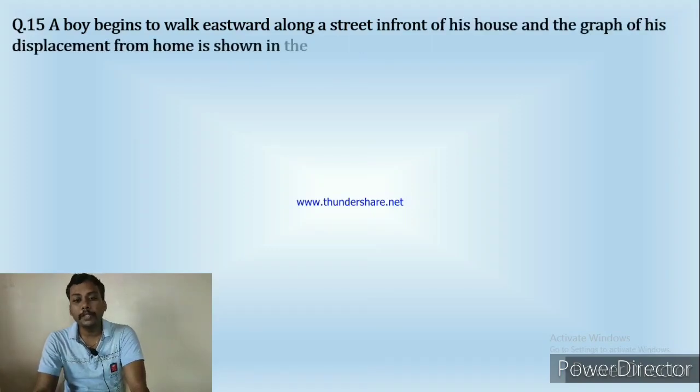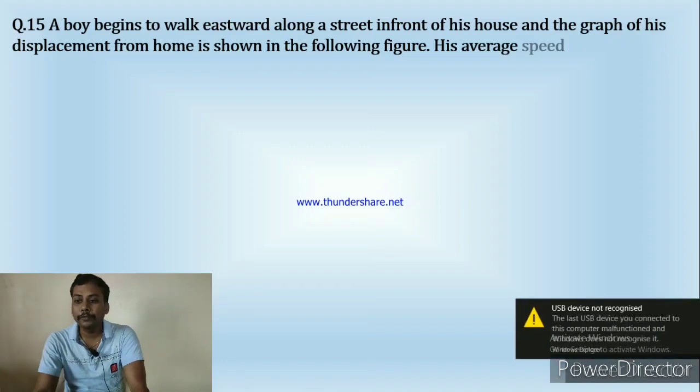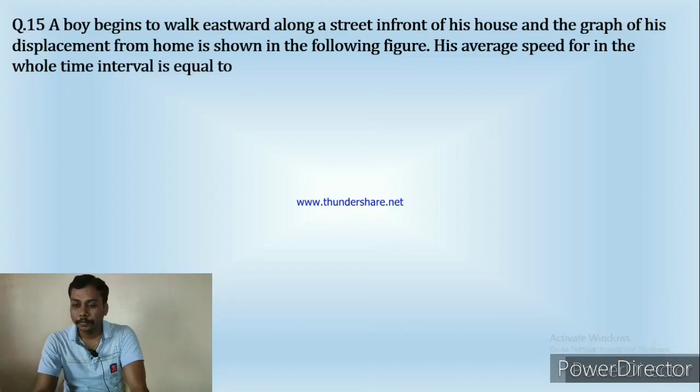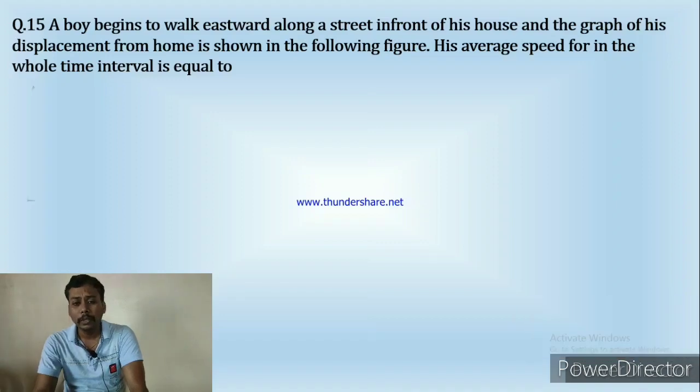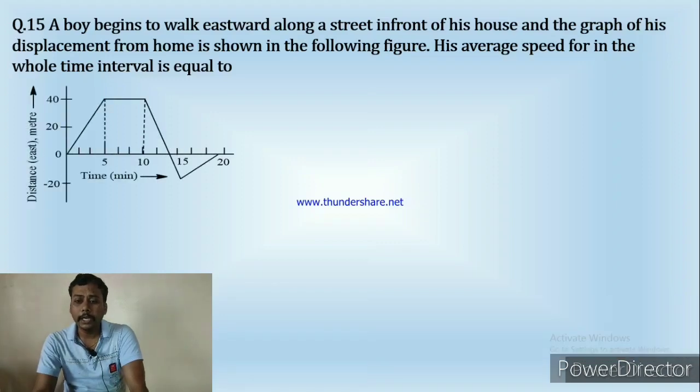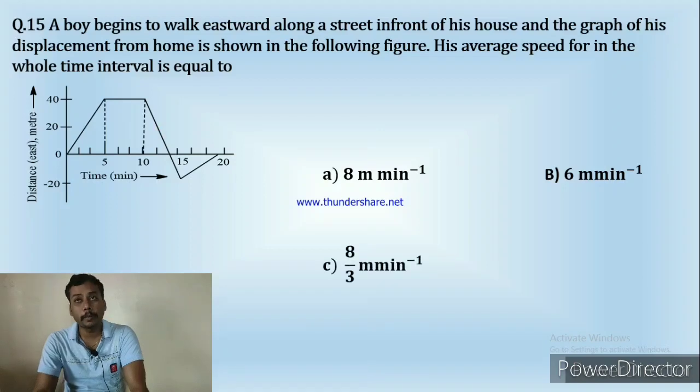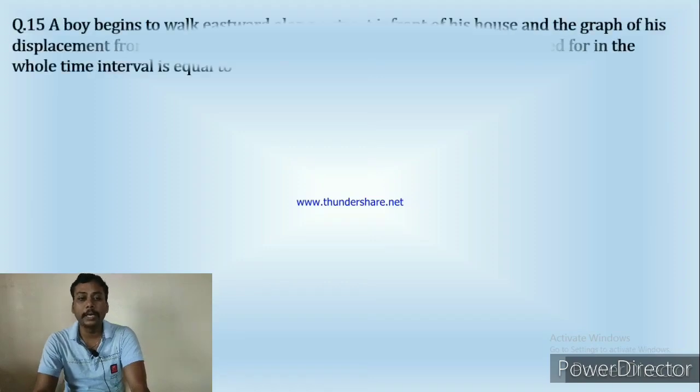A boy begins to walk eastward along a street in front of his house, and the graph of his displacement from home is shown in the following figure. His average speed for the whole time interval is equal to. So let's see the figure. This is the journey of the boy from his house. Options are A 8 meter per minute, B 6 meter per minute, C 8 by 3 meter per minute, and D 2 meter per minute. So let's see what is the answer here.